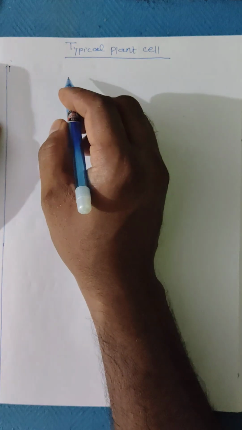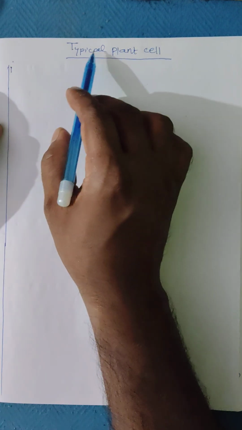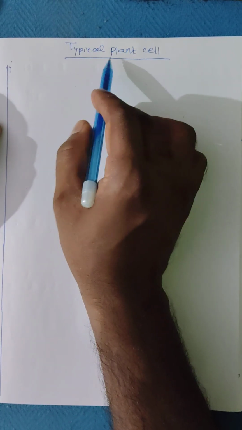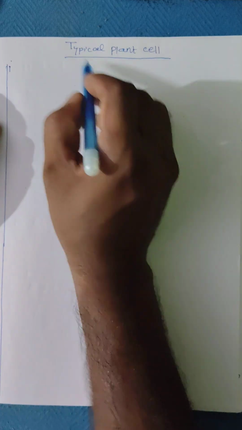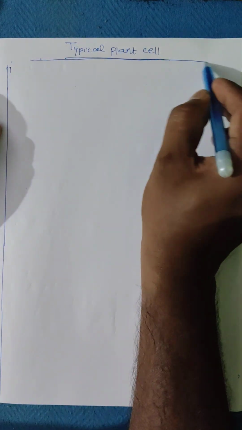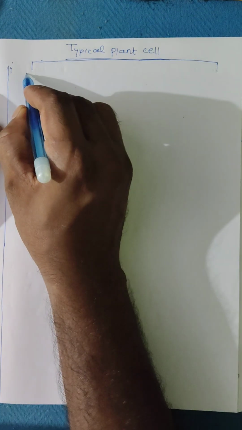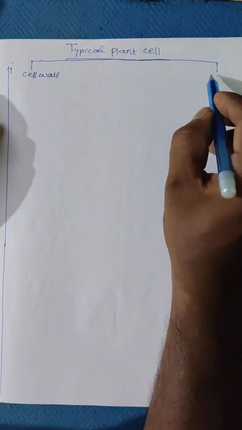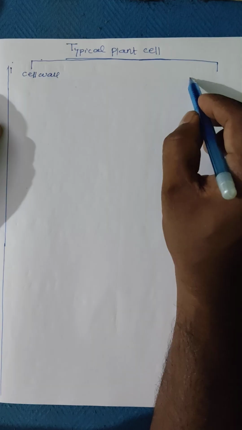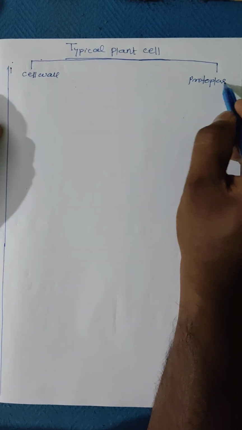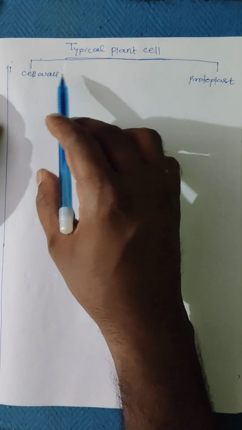Hello friends, in this video lecture I will talk about the different portions of a plant cell. A plant cell can be divided into two portions. First, we will divide this plant cell into two portions. The outer covering is the cell wall, and below the cell wall, the entire structure is called protoplast. So the cell can be divided into two portions.